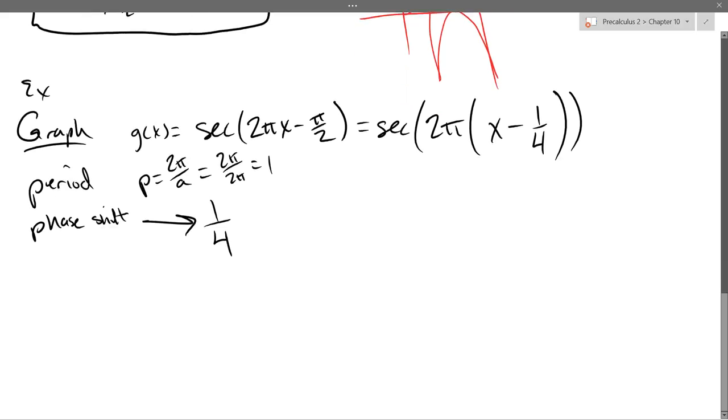All right, so we're ready to graph. Period 1, phase shift 1/4. What I'm actually going to graph is cosine, all that stuff. So I'm going to graph the regular cosine function, and then I'm going to take the reciprocal. And I'm going to graph it with a dotted line. And then we're going to go and do the reciprocal after that.